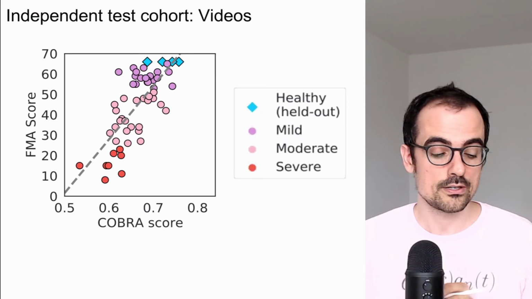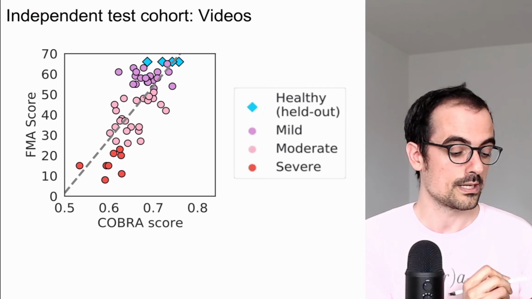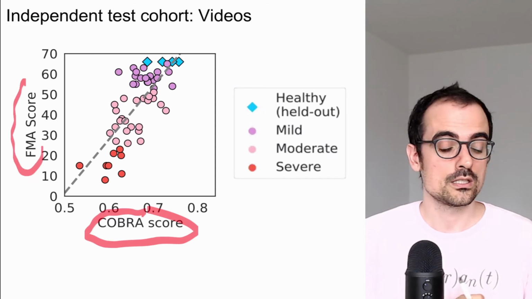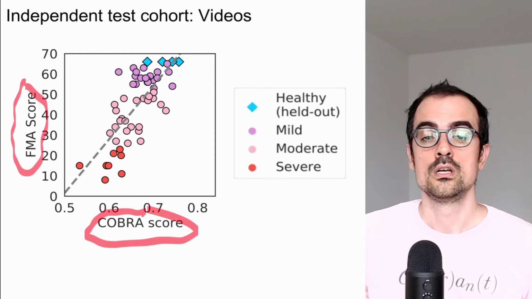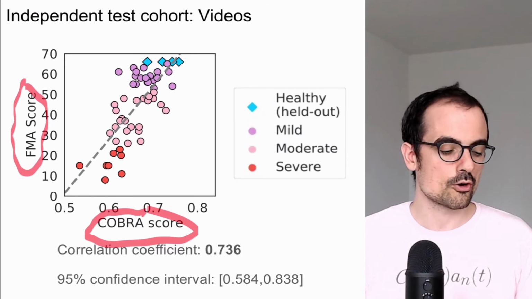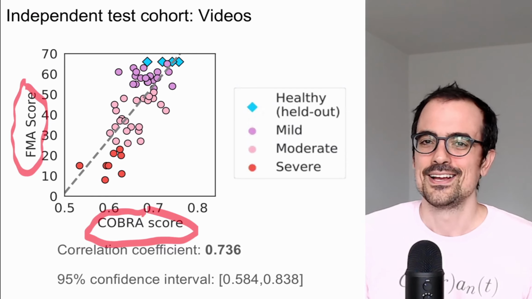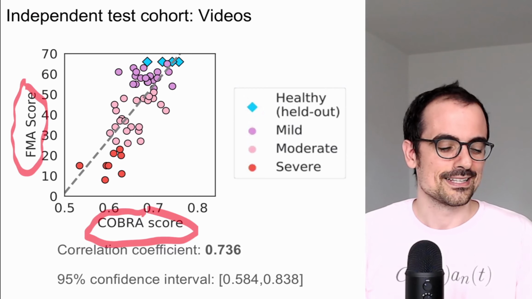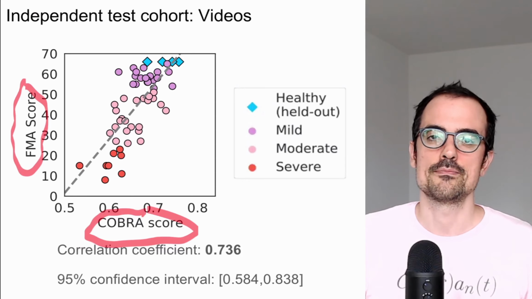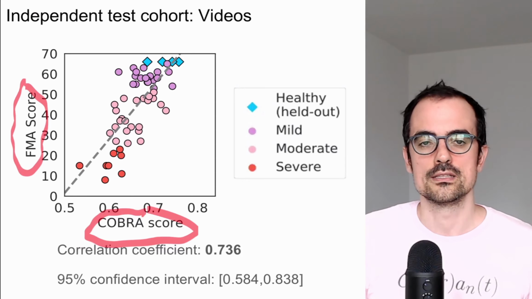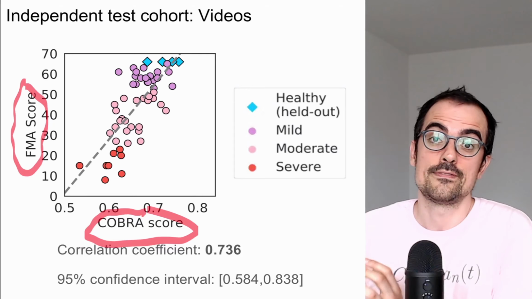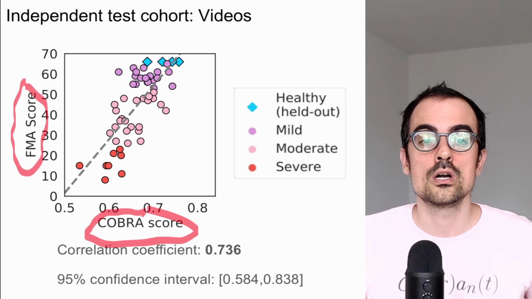And again, what we observe is that the video-based COBRA score is strongly correlated with the FMA score computed by an expert. The correlation coefficient is 0.736, and again, we see from the 95% confidence interval that the result is statistically significant. So we're also able to quantify impairment accurately using the proposed score from video data.